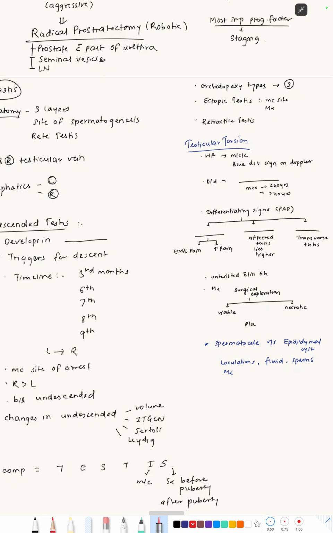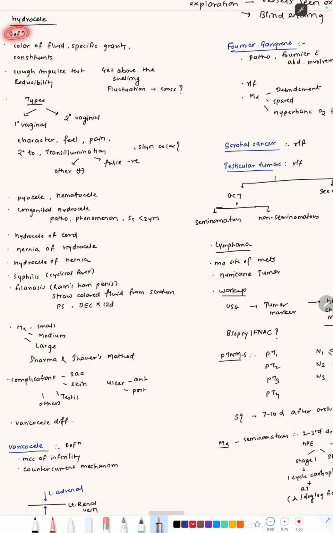Now, the next condition is called hydrocele. Hydrocele is defined as the collection of fluid in the layers of the tunica vaginalis. The fluid is amber colored. The specific gravity is 1.022 to 1.024. The constituents include water, albumin, cholesterol, bile salts, etc. The cough impulse test is negative.